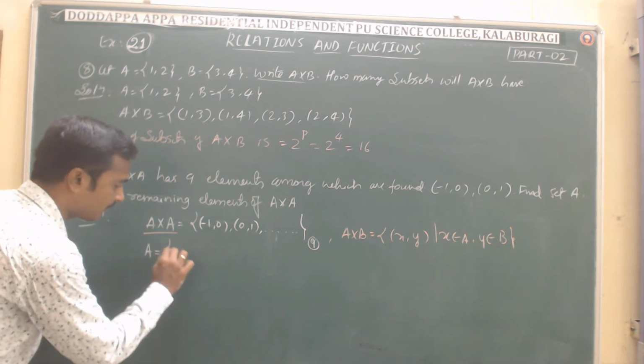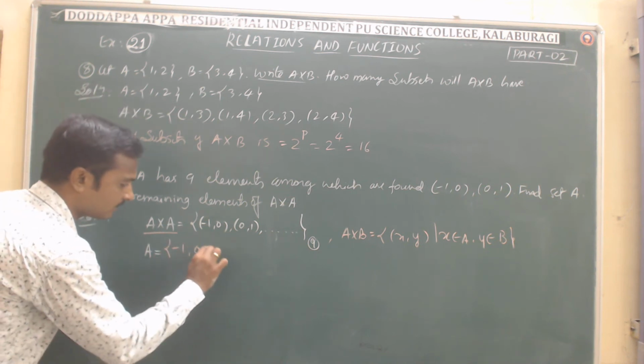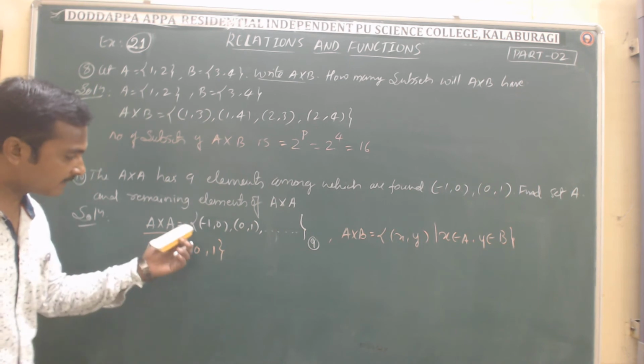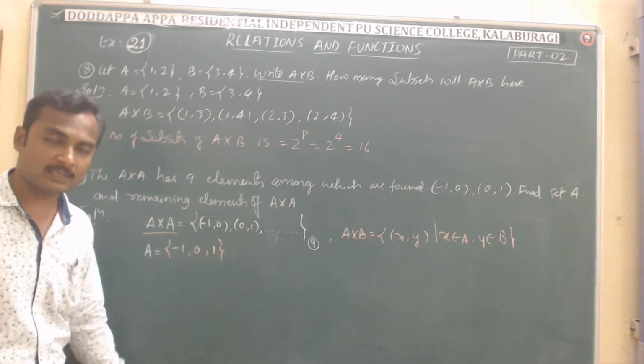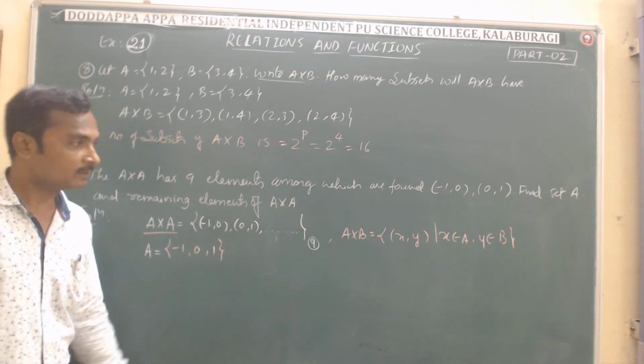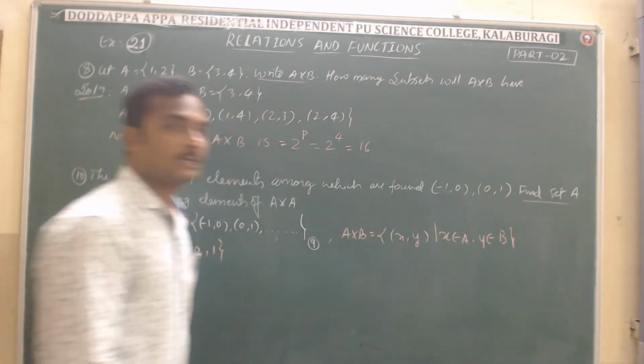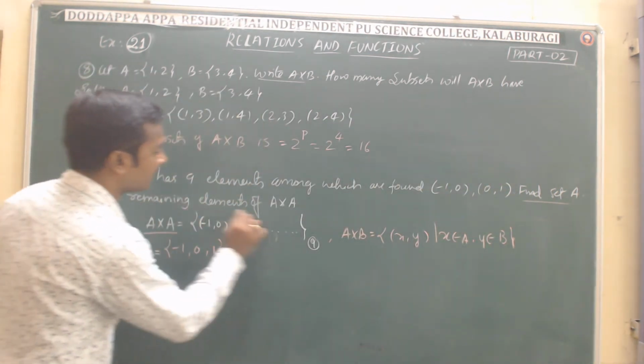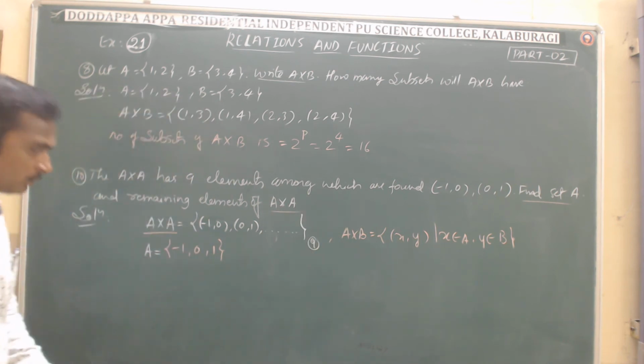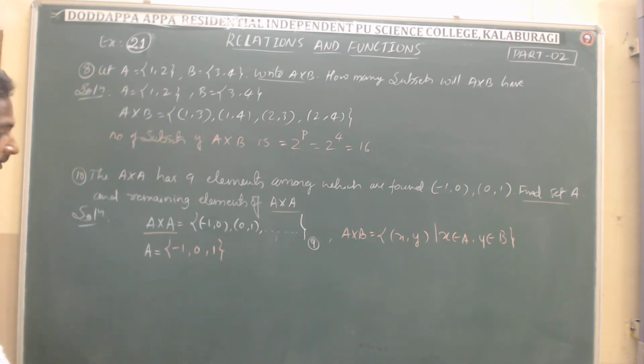Therefore, what are the elements? Minus 1, 0, and 1. You can see minus 1, 0, and 1, all three elements belong to the set A. Now this is the completion of finding the set A. The next part is finding the remaining elements of A cross A. So let's find the Cartesian product of this set.